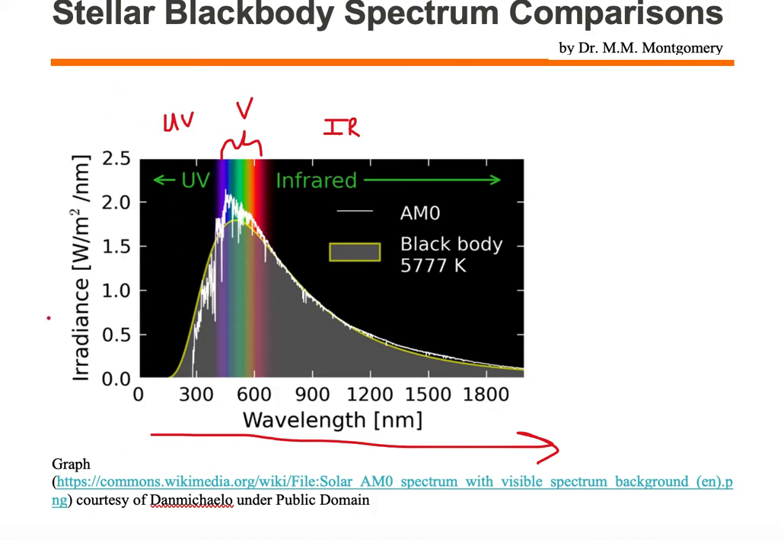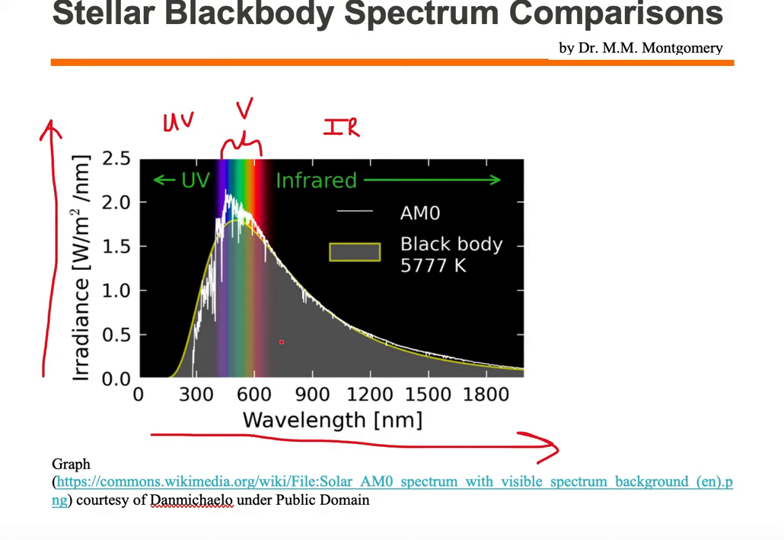Let's look at irradiance now. Irradiance is going to increase in the vertical direction. Irradiance is the power, which is watts, being emitted at the surface of an object, in this case a star. So it's watts being emitted per meter squared at a particular wavelength.